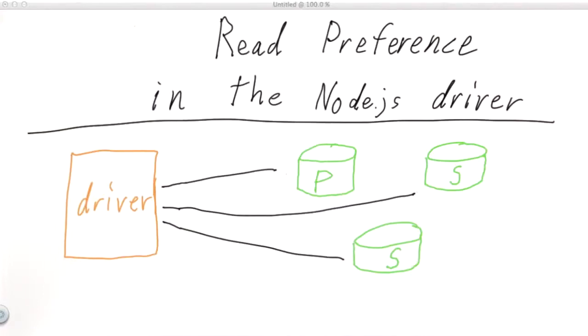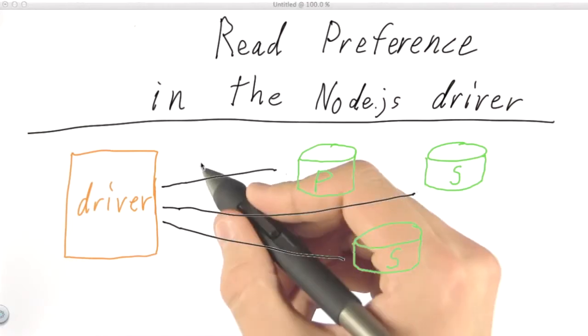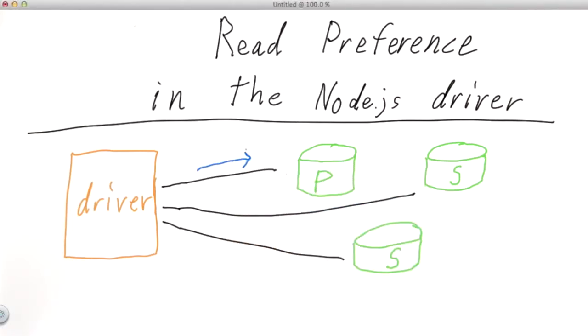Alright, so now let's talk about read preference in the Node.js driver. By default, all reads from the driver will go to the primary. But you can actually configure the behavior of your reads if it fits your application.